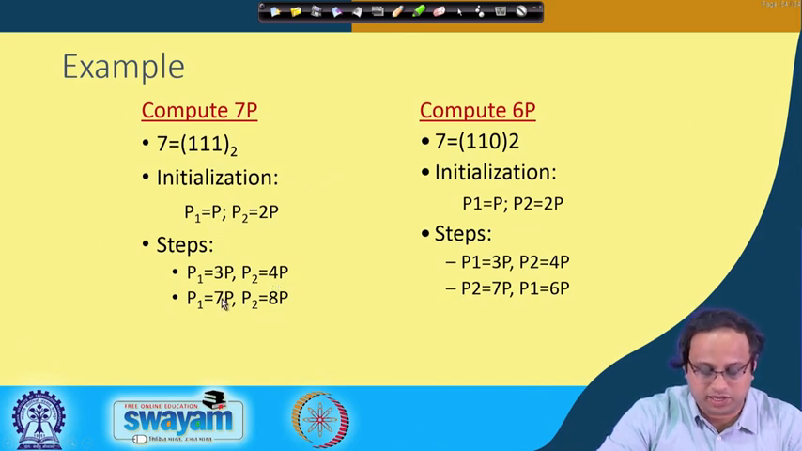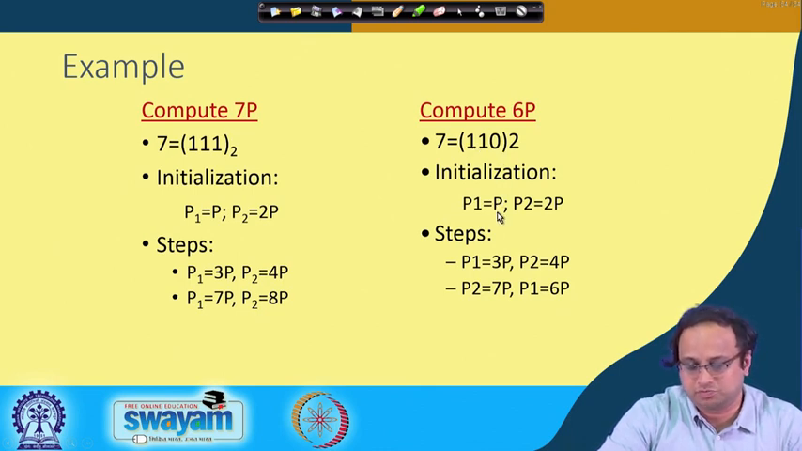Likewise, when the bit is 1 again in the next iteration, I add 3p with 4p, so I get 7p, and I double 4p, so I get 8p. So you can see that I still get 7p, which is my objective. If the expansion was for 6, then I have 1 1 0.